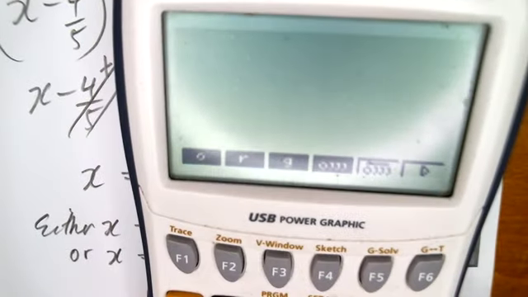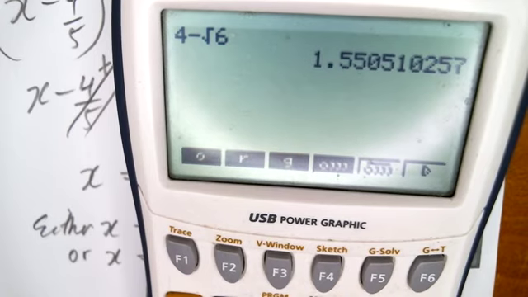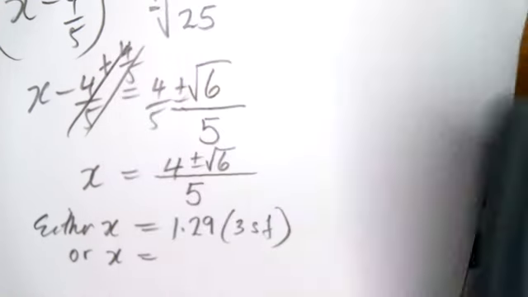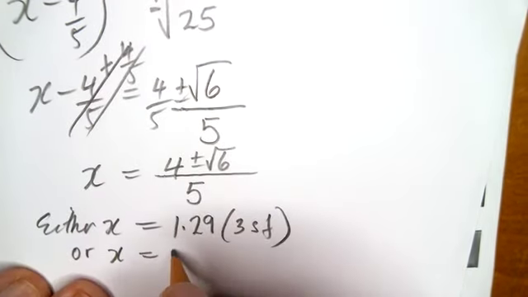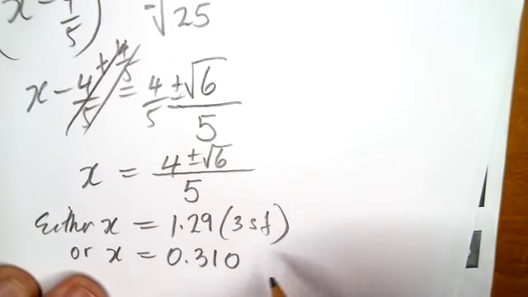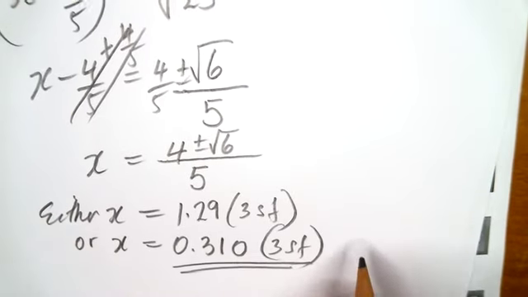So I'm going to do 4 minus root 6, and I'm going to divide by 5. And I get 0.31. So that's as good as we can get. So I'll go 0.310, I'll call it. The reason I'm doing that is that I'm going to call that also 3SF. And they are my 2 answers.